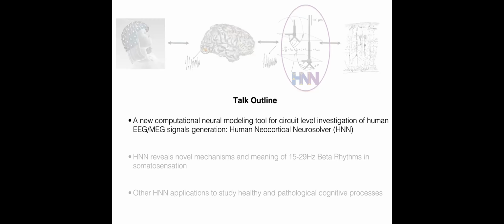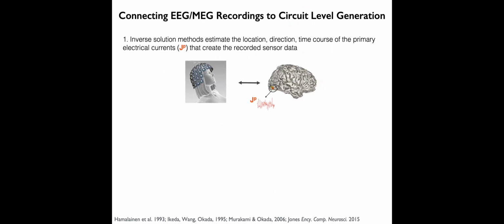So how do we begin to develop a model that can connect these macro scale signals to the underlying cell and circuit level generation? Well, there are two initial steps to understand in connecting EEG and MEG to circuit level details. The first is that when we apply these inverse solution methods, what we're doing is we're estimating the location, the direction, and the time course of what we call primary electrical currents. These are the big electrical currents that create the recorded sensor data.